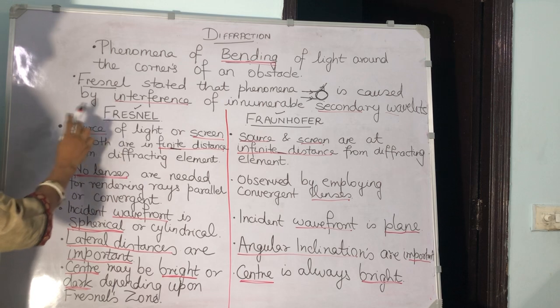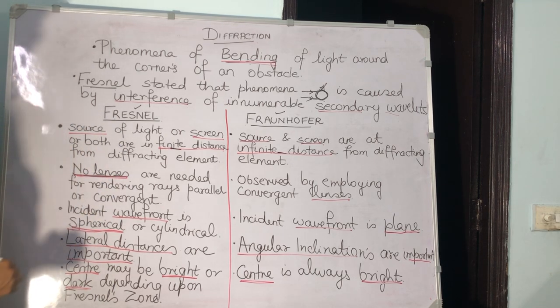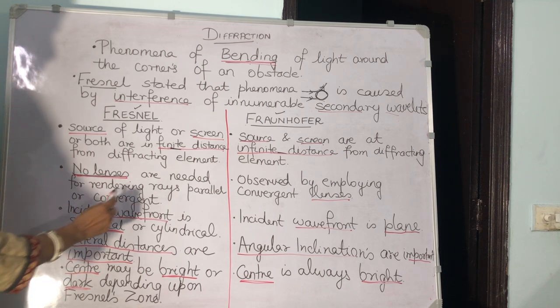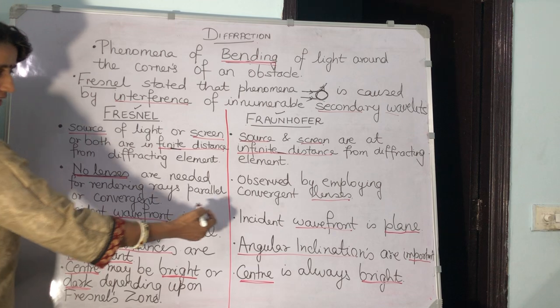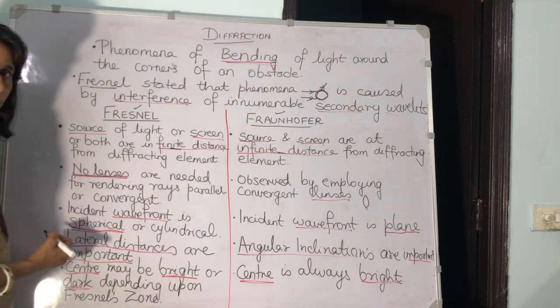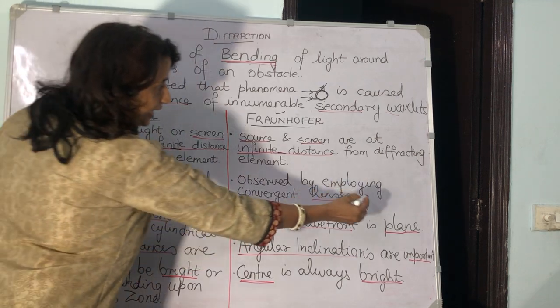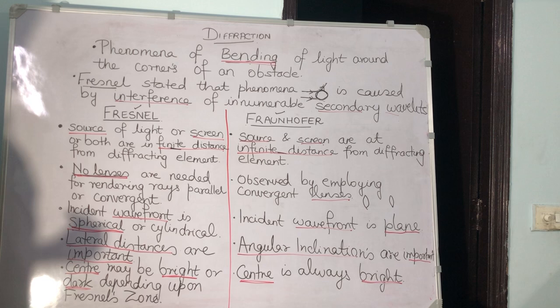Now in the Fresnel class of diffraction, lenses are not needed, but in the Fraunhofer class, lenses will be needed. Usually we take one lens at the beginning of the apparatus, and the second lens we use to converge the rays to get our diffraction pattern.